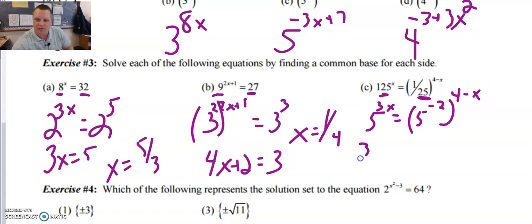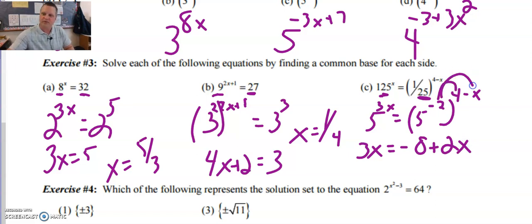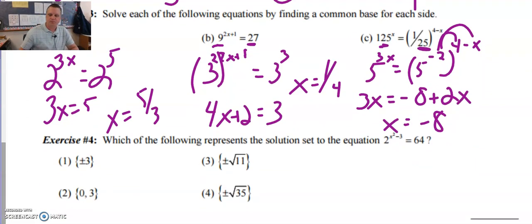So now we have 3x equals negative 8 plus 2x, because you have to distribute this negative 2 to both terms. This time, I'll bring the 2x over. So x equals negative 8. Done. Okay? So, a little more challenging.